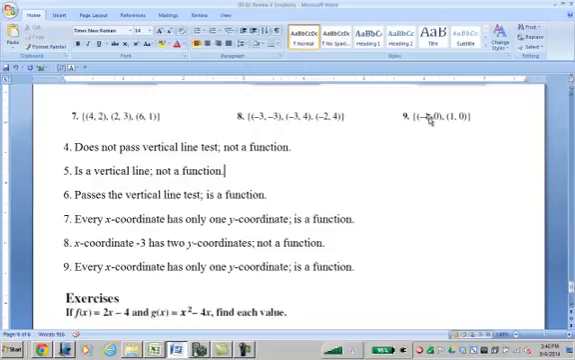Number 9. The 2 x values are -1 and 1. They're both associated with 0, but that's okay. The fact is, they only occur once, so it's a function.